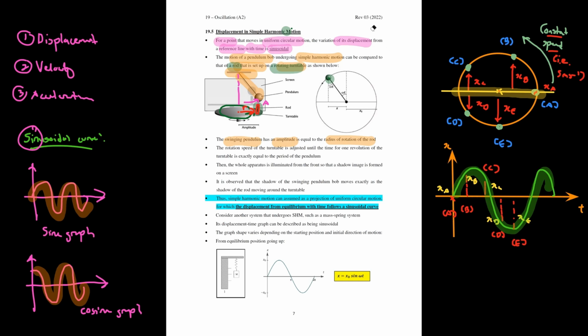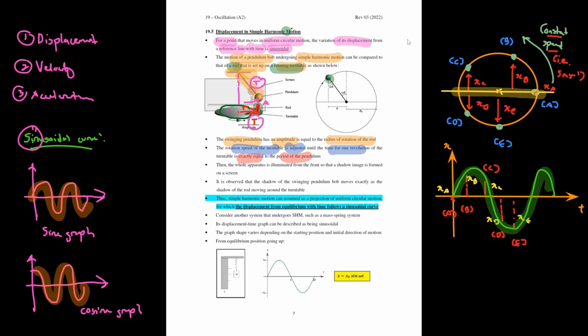And then also at the same time, you make sure that the rotation speed of your turntable is adjusted so that the time for one complete revolution, meaning the period for one complete revolution here, is exactly equal to the period of the pendulum. So the pendulum bob, when it oscillates, also has its own period, isn't it? So you make sure that the period of your pendulum bob is the same as the period of your rod rotating on the turntable. Okay, now what you want to do then is this.